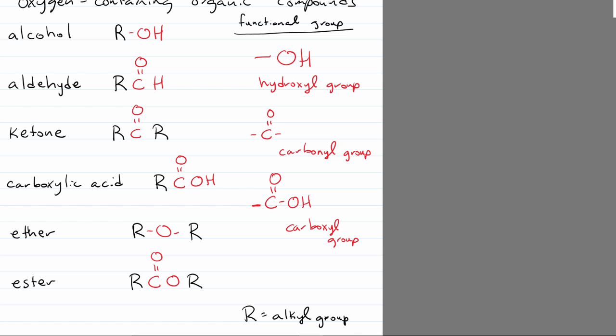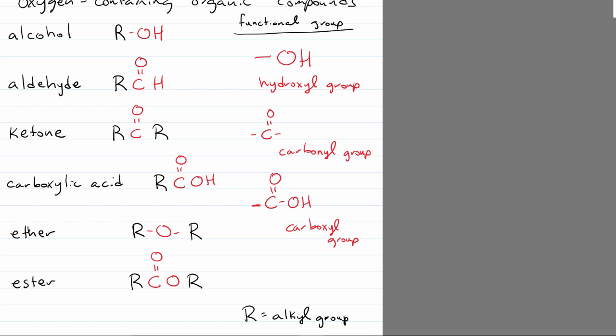Now, how many carbons are in this alcohol? 4. There's 4. So what should we expect to see in its name? Bute. So this is going to be called a butanol. There's a little bit more to this name than that, but this is going to be called butanol.